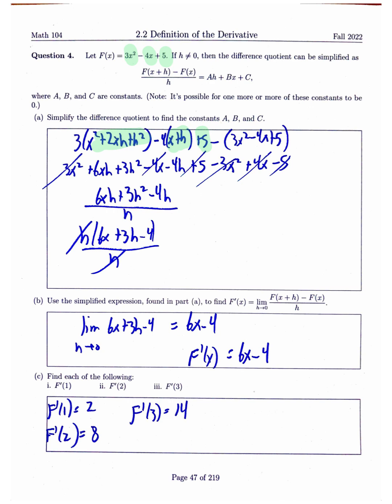And so now here's a 3x squared, here's a minus 3x squared. Here's a minus 4x, here's a plus 4x. Here's a plus 5, here's a minus 5. And everything that's left has an h in it, which then we can factor out h. We can factor out this h, cancel, and then take this limit.